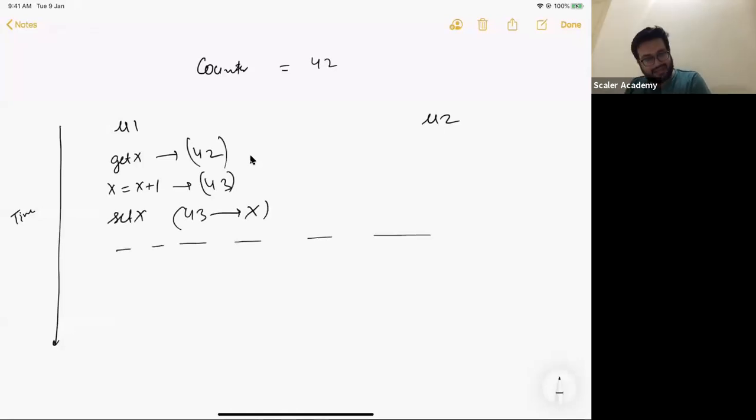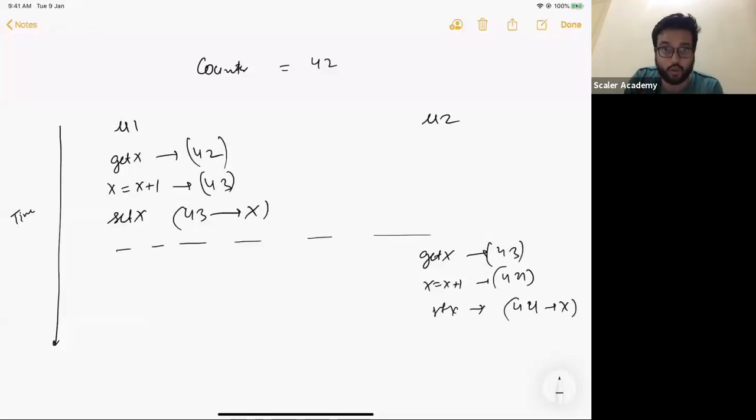Now let's say at the fourth clock cycle, user 2 comes and he wants to get some data. He runs a get X, he gets 43. Now he runs X is equal to X plus 1, he gets 44 as a temp value. And now he runs set X, which actually makes 44 be saved to X, and everybody's happy. There is no issue at all. Any doubt till this point in time? There is no doubt, right? This is very, very simple.